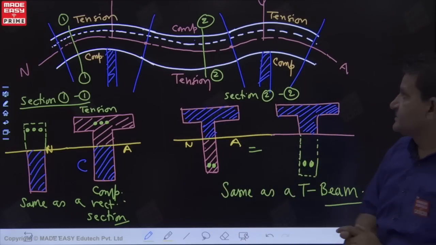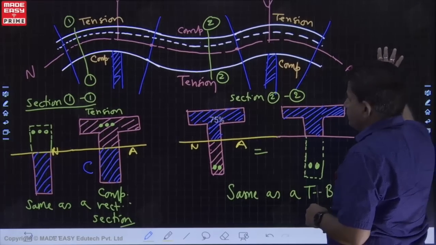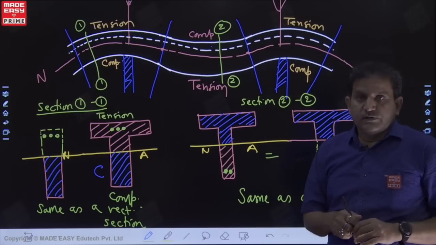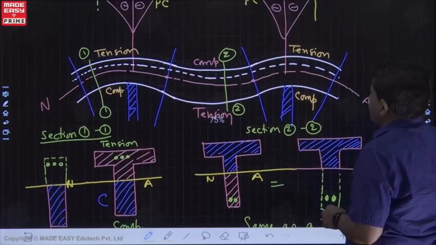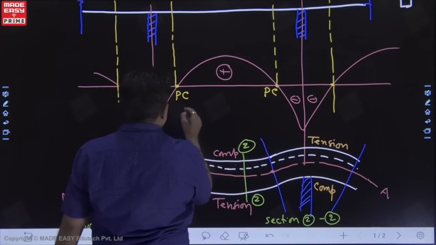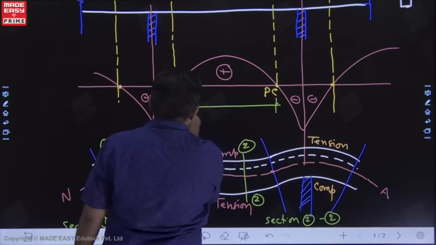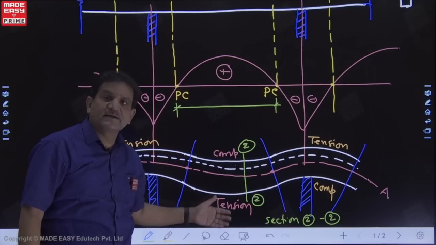So in this case, there is a value the code has suggested. That value is called the L0 value. L0 value is the distance between the points of zero moment. That value in this case will be this value, the distance between these two points of contraflexure. In between these two points only is your beam behaving like a T-beam.